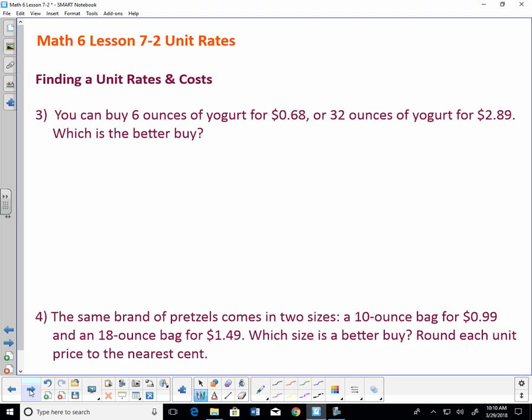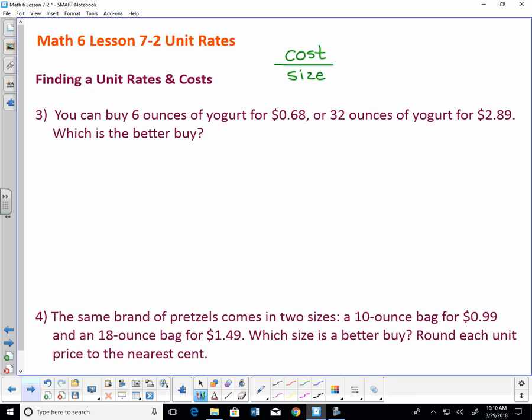Now, unit rates and unit costs. Unit costs are very handy when you go to the grocery store and there are 2 boxes of your favorite cereal in 2 different sizes with 2 different prices, and you want to buy the cheapest box of cereal because you want to save your money so you can buy more cereal. You want to make sure you're getting the best buy. To compare unit costs, it is always the cost over the size. Always, always, always. It's the cost of the item divided by the size of the item.